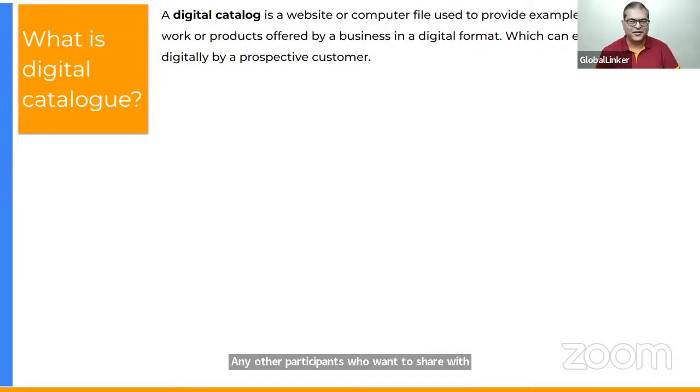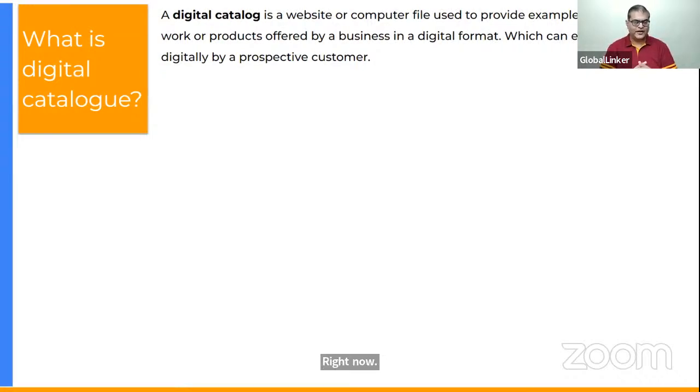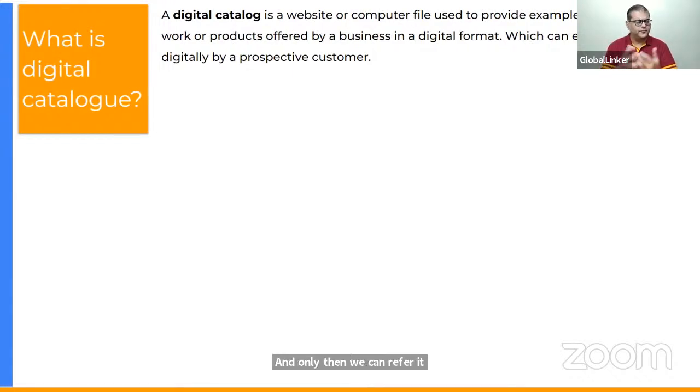Although the textbook definition is written in front of you. So let's begin because we don't have a lot of time at our disposal, right? So a digital catalog is basically a website, right? In simple layman's language, it is a website, right? Now, does every website on the internet is a digital catalog? Absolutely not. There are certain criteria for that. There are certain capabilities that a website should possess, and only then we can refer to it as a digital catalog. What are those? So I'll quickly show you.